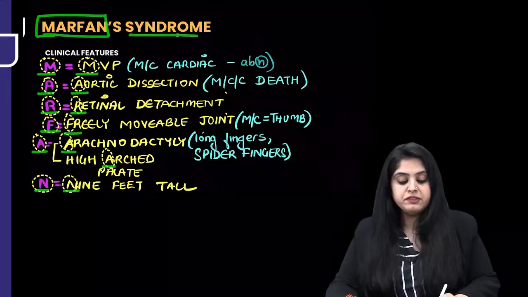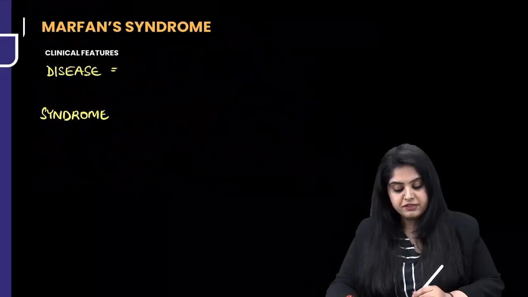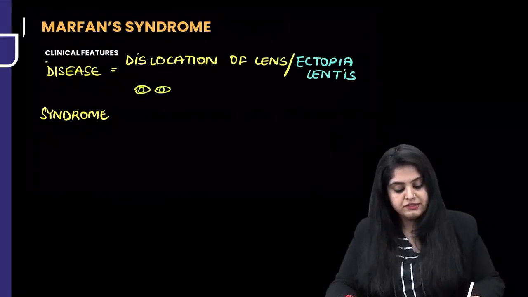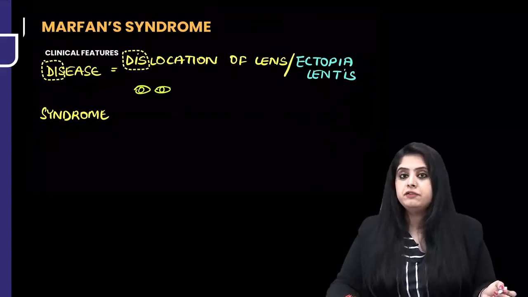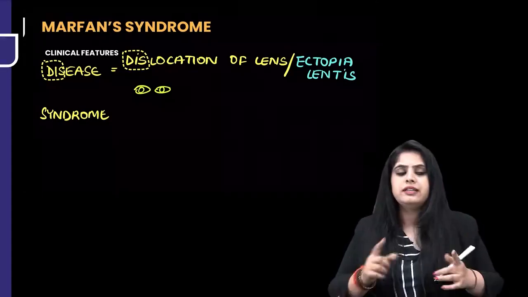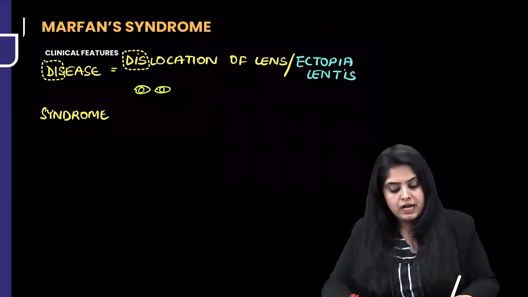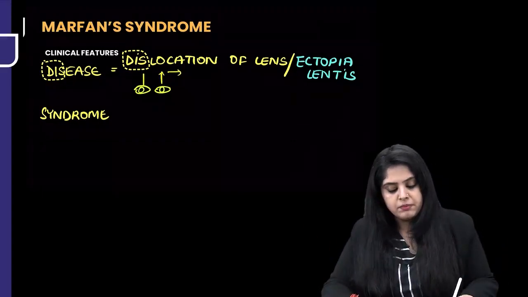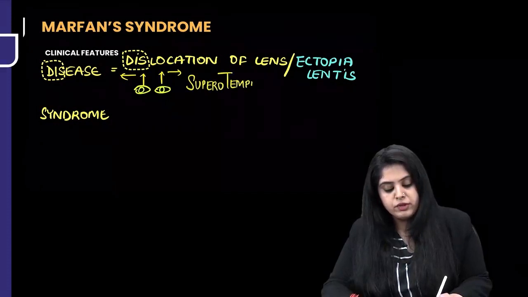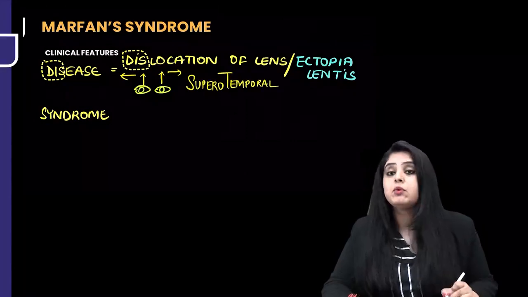Some people call it Marfan syndrome, some people call it Marfan disease. If you like to call it Marfan disease, please remember you are talking about disease. Dis means you are talking about dislocation of the lens. If you call it Marfan's disease, it is dislocation of the lens known as ectopia lentis, and you will ask me, okay, where is the lens dislocating? Up and out. Up means supero and out means temporal. It is a superotemporal dislocation.